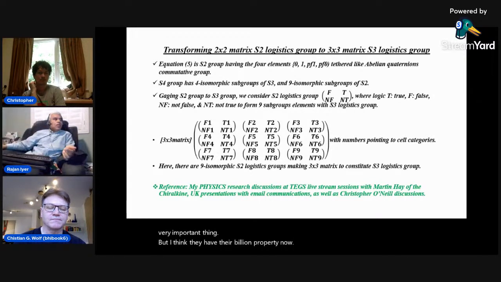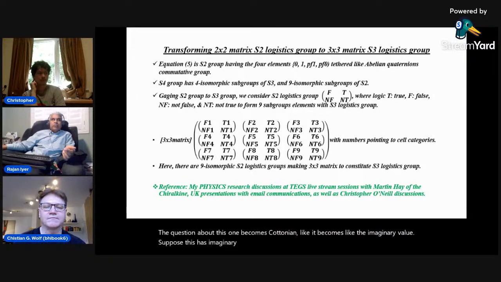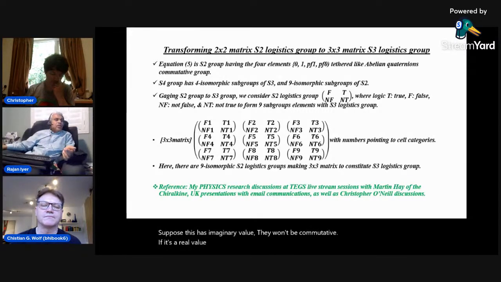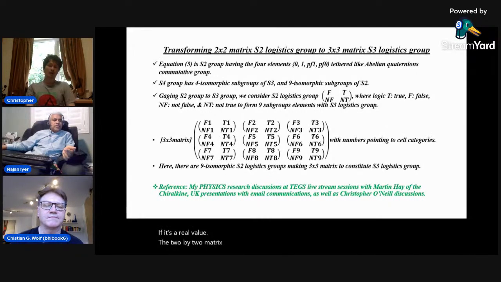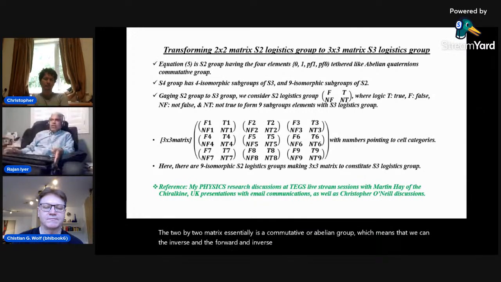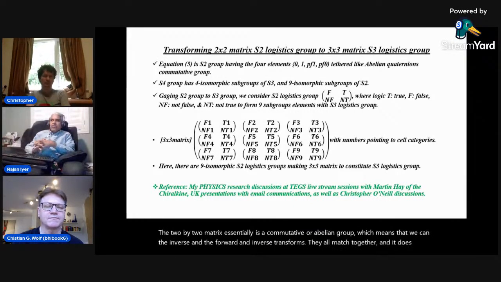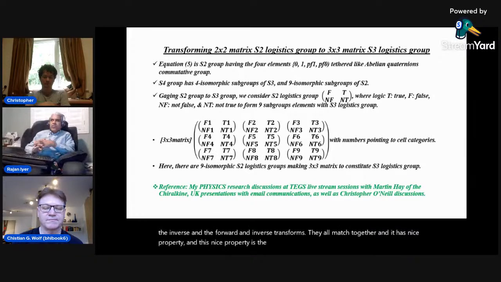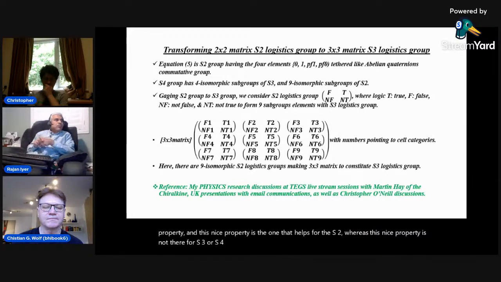Now, the question becomes quaternion, like it becomes like the imaginary value. Suppose this has imaginary value, they won't be commutative. If it's a real value, the 2x2 matrix essentially is a commutative or abelian group, which means the forward and the inverse transforms all match together, and it has a nice property. This nice property is the one that helps for the S2, whereas it is not there for S3 or S4 group. So we are limited. We can only go one way.